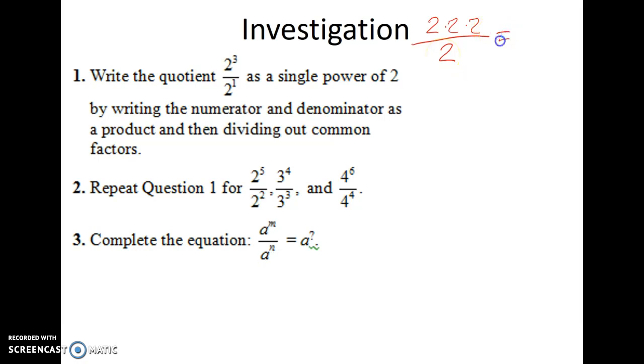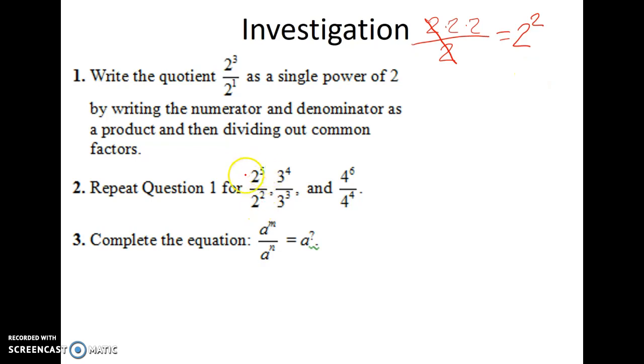If I would simplify this given the multiplication, I would know that 2 over 2 is just 1, so this could cancel with that. And that would leave me with 2 to the second power. If I work this out, I know 2 to the third power is the same as 2 times 2 times 2, or 8, and I'm dividing that just by 2. 8 divided by 2 is 4, which is the same as 2 squared. So it simplifies the same way.